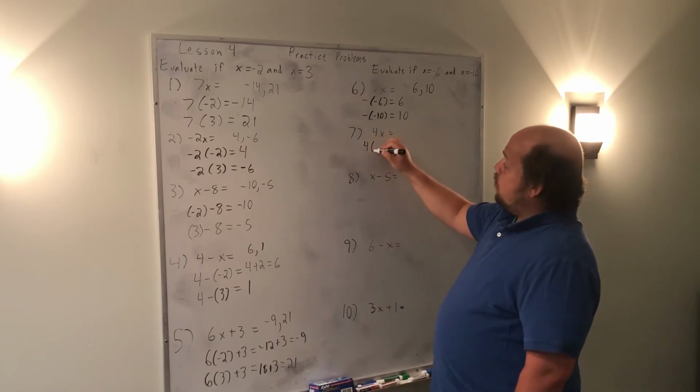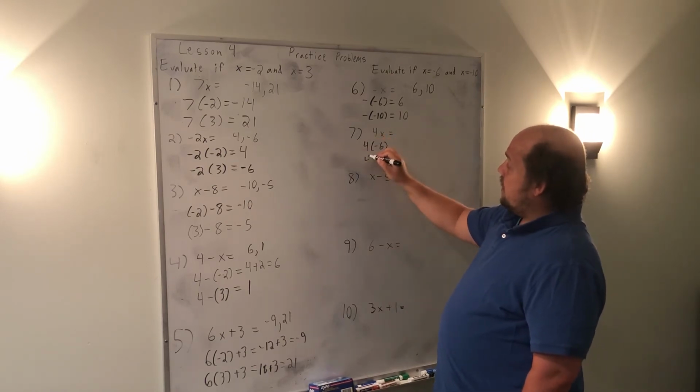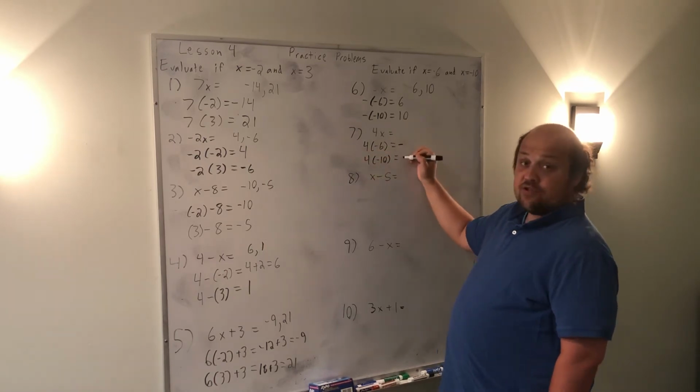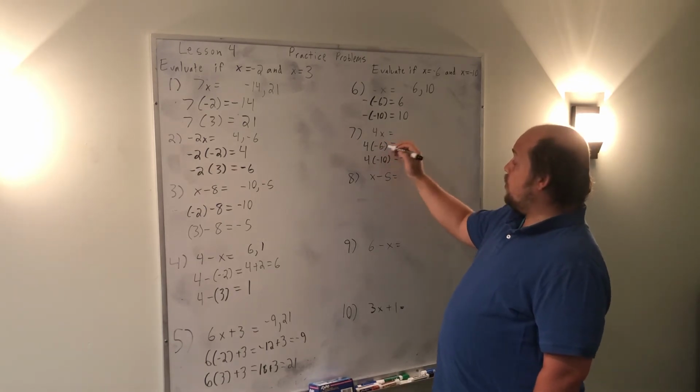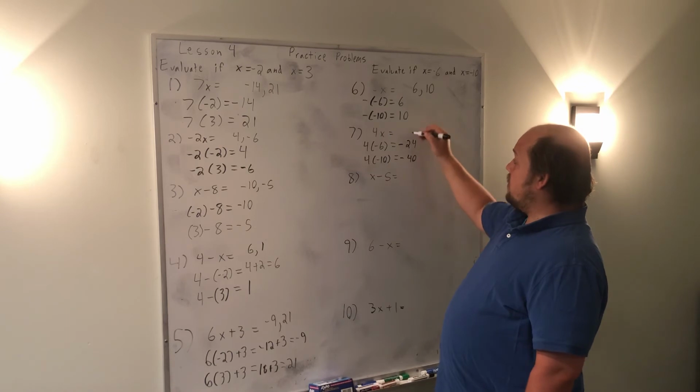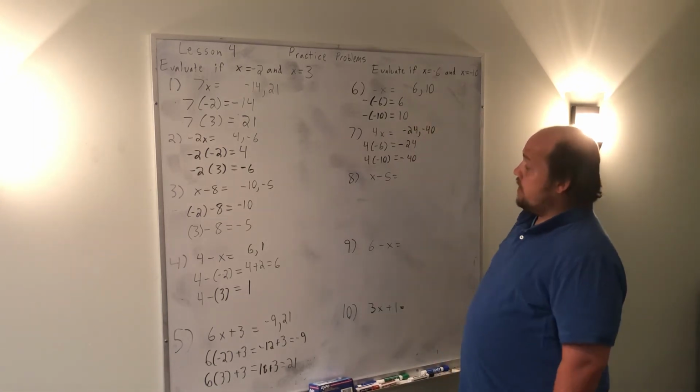When I do 4 times a -6 and 4 times a -10, in each case I'm doing a positive times a negative, so my answers are both going to be negative. 4 times 6 gives me 24, 4 times 10 gives me 40. So my final answers are -24 and -40.